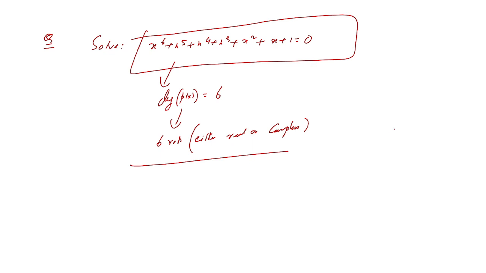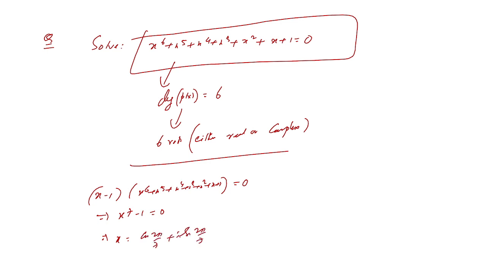Now we need to find the roots of this equation. How will we solve it? Just multiply this equation by x minus 1 on both sides. So multiplying both sides, it will be x to the power 7 minus 1 equals 0. So the root is x equals cos 2 pi by 7 plus i sine 2 pi by 7, raised to the power k, where k equals 0, 1, 2 up to 7 minus 1, that means 6. So these are the roots of the equation x to the power 7 minus 1 equals 0.